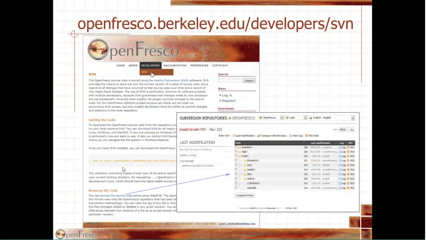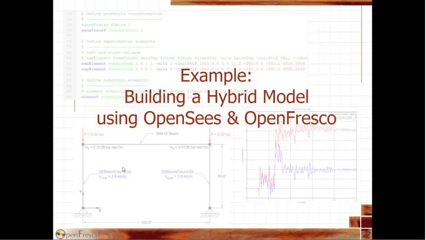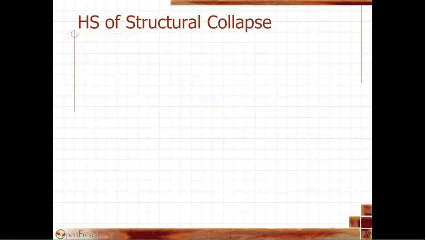So now let's look at the example. How do we build a hybrid model using OpenSees and OpenFresco? First off, the example that we're going to look at is how to do a hybrid simulation of structural collapse.